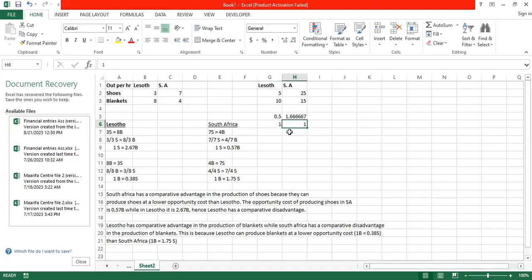So the thing is, with the theory of comparative advantage or opportunity cost, if you can establish that Lesotho has a comparative advantage in the production of blankets, it always follows that SA has a comparative advantage in the other commodity, which is shoes. So it's always the case like that. Whenever you find yourself getting confused with calculations, just do one calculation, and then for the other calculation, make sure that the result is always the opposite of that one.